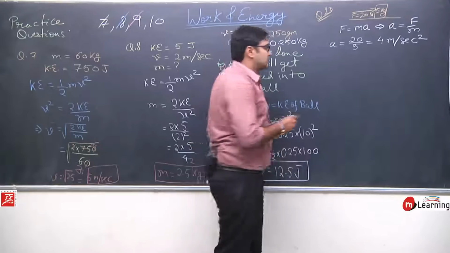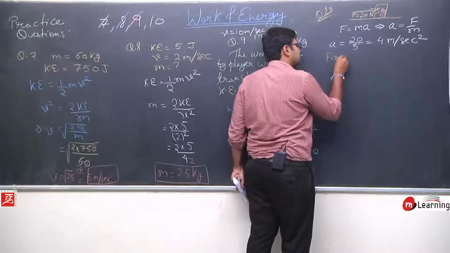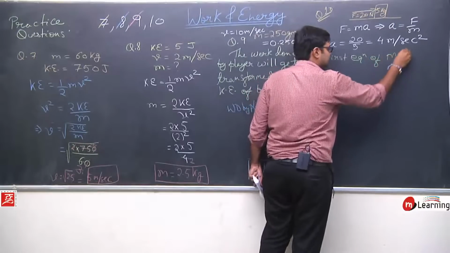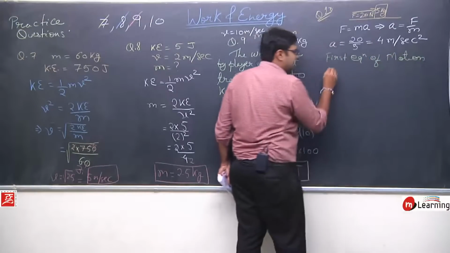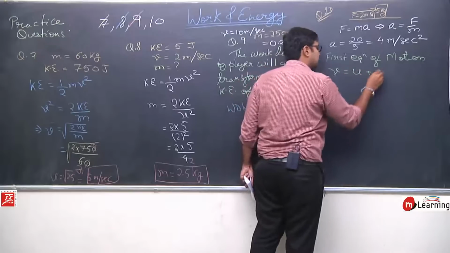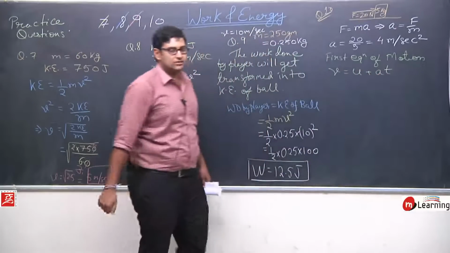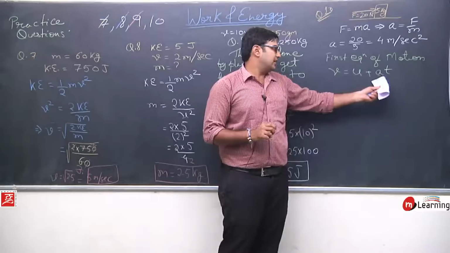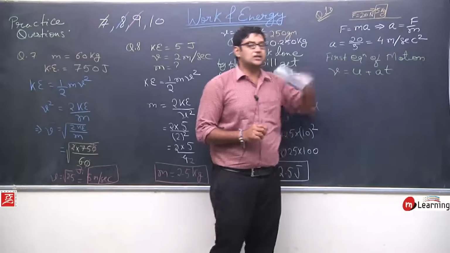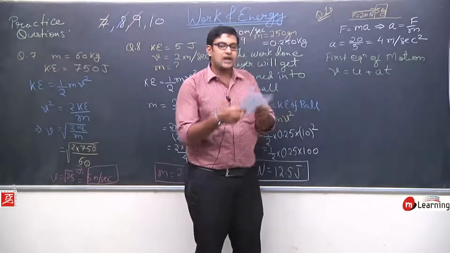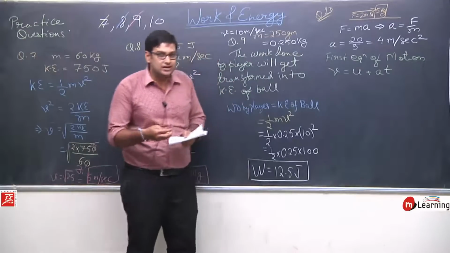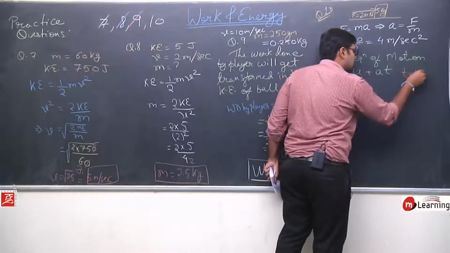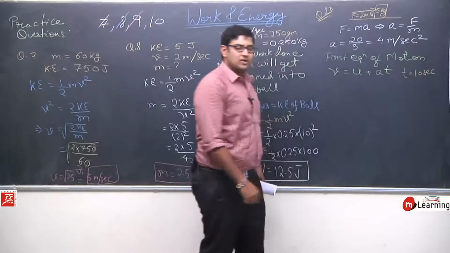How? By using the first equation of motion. According to the first equation, V is equal to U plus AT. V is the final velocity, U is the initial velocity, A means the acceleration and T means the time. It is given that I have to calculate the kinetic energy after 10 seconds, so this time T would be equal to 10 seconds.